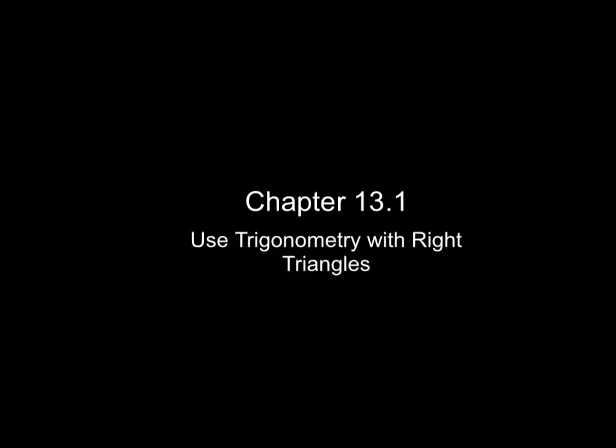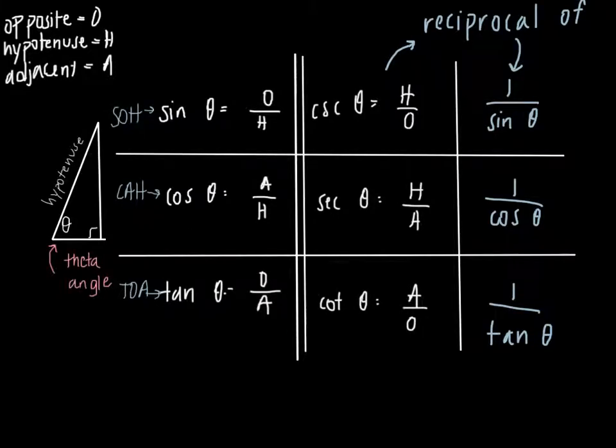Hey, this is chapter 13.1, and we're going to be using trigonometry with right triangles. So we have our 6 trig values, which are sine, cosine, tangent, cosecant, secant, and cotangent. And they talk about the relationships between the sides and angles of triangles.